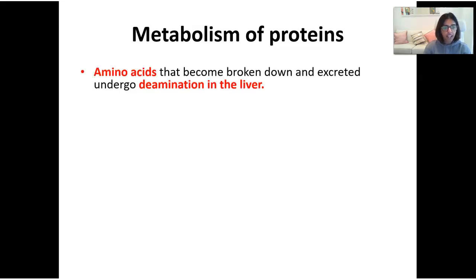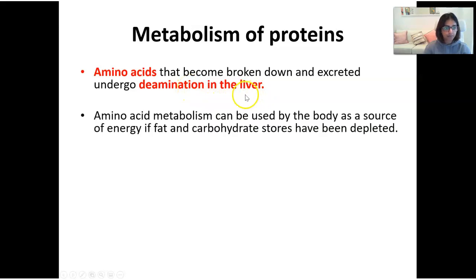Now what is actually happening here is these constituent parts of the proteins, the amino acids, will start to be broken down, and they undergo an excretion process. So the first stage that happens is deamination. So amino acids undergo deamination, and the location of this is the liver.